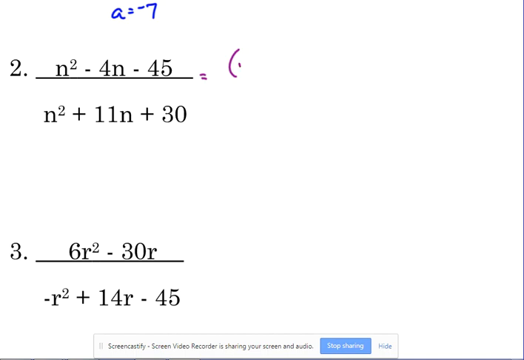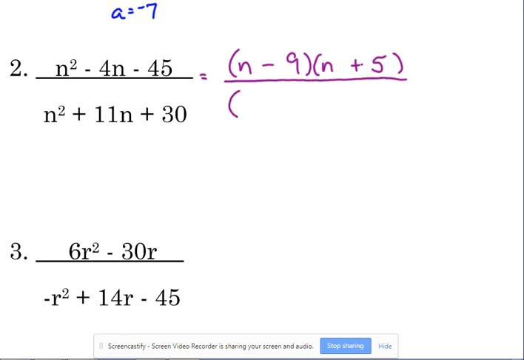So let's see here. We've got n times n gives us n squared. What are the factors of 45 that add to give us -4? 9 and 5. 9 times 5 is 45. -9 plus 5 gives us -4. That middle term right there comes from -9 plus 5.